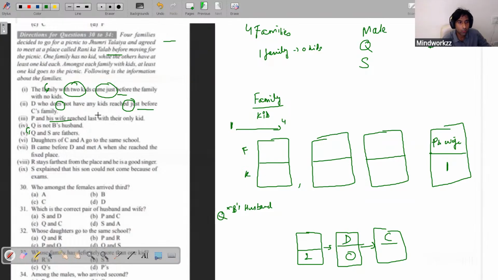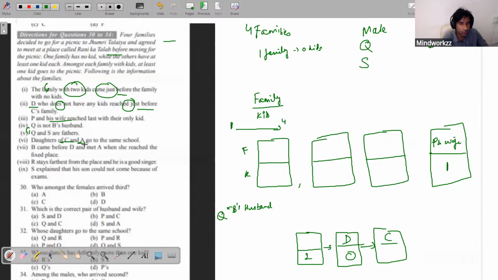Now, इसके पहले कुछ D और C का बात नहीं होता, वो मेल है या फीमेल है, so we don't know. But there is a possibility that C could be P's wife, because C could come here. Subsequently, D's family would come here, and then the family with two kids would come here. Otherwise, if C does not come here, then it comes here. Then D's family comes here, and the family with two kids comes here. So those possibilities are still left, just keep them in mind.